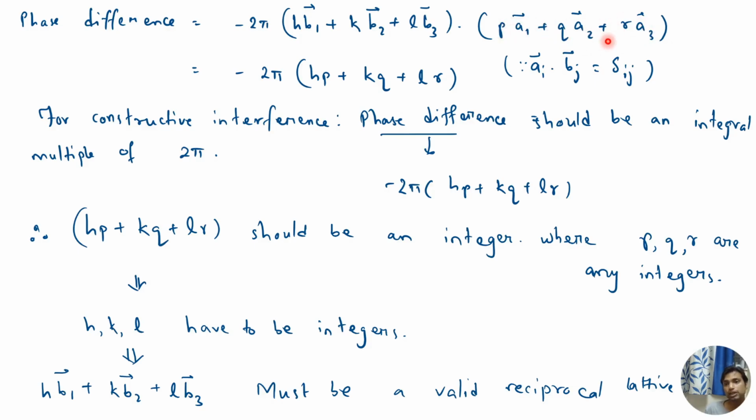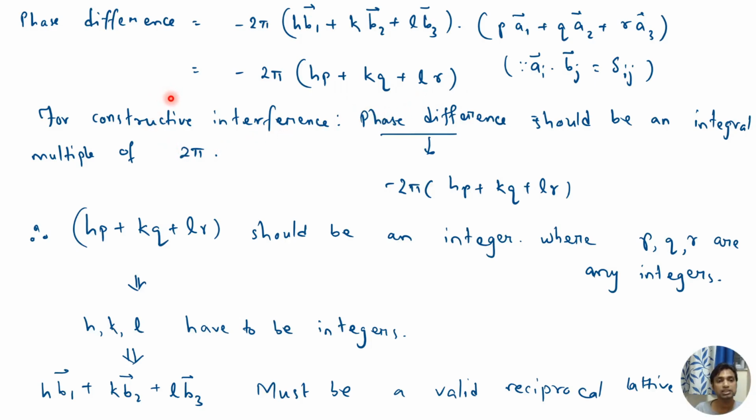Remember that p, q and r are integers. Now when you expand this dot product, and we know that a_i and b_j have dot product delta_ij, what we have is b1 dot a1, that is 1, and the dot products of b1 with a2 and a3 are 0. So we'll have hp plus kq plus lr. Now what do we require?